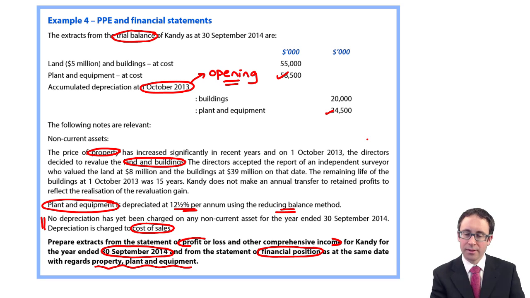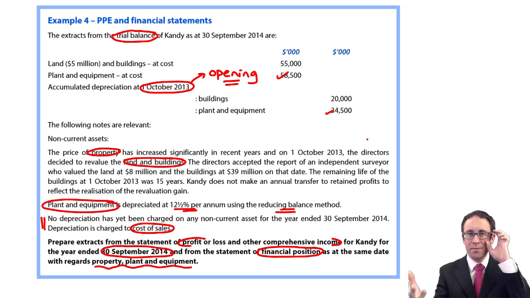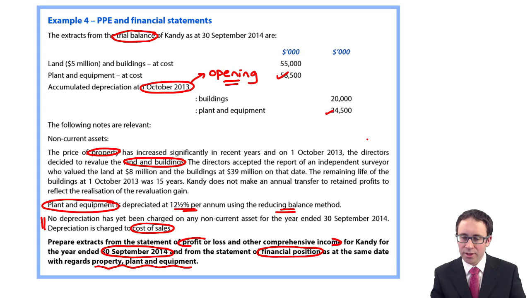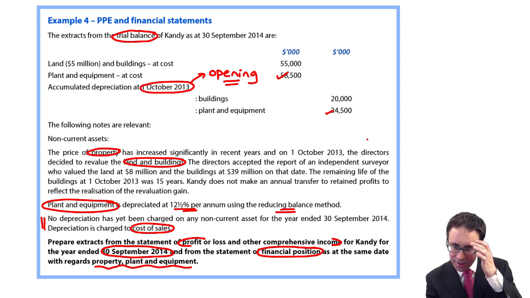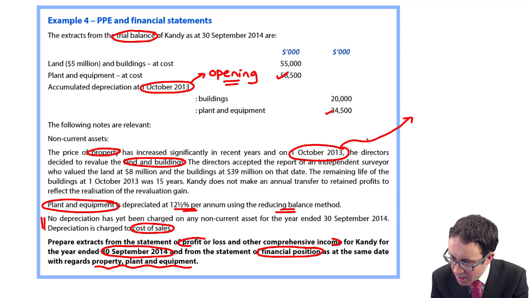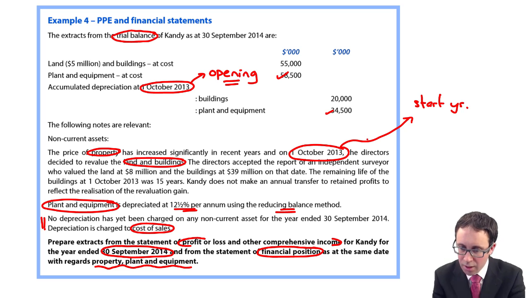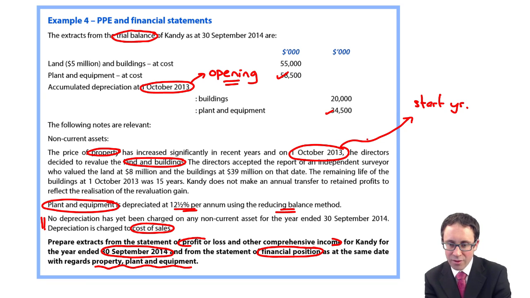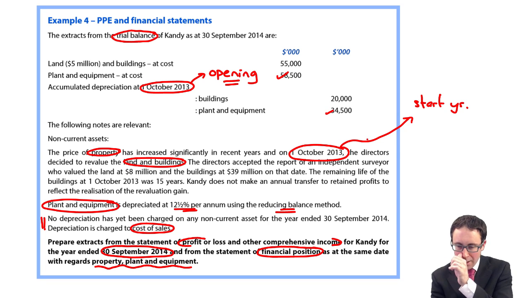Strap yourselves in. Here we go. So what have we got? We've got a little bit of information in the TB about the land and buildings and the accumulated depreciation for them, as well as the cost. And it says the price of property has increased significantly in recent years. And on the 1st of October 2013, the start of the year, they decided to revalue the land and buildings. The directors accepted the report of an independent surveyor.